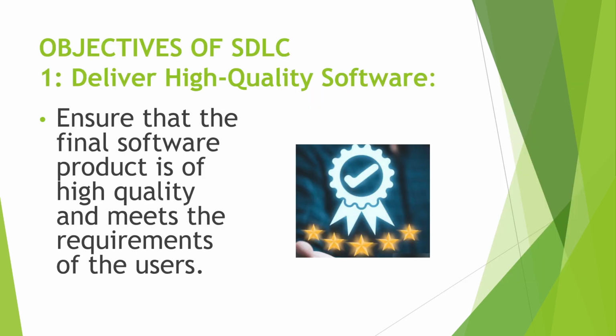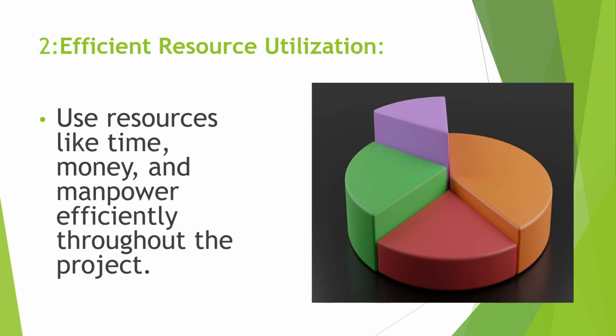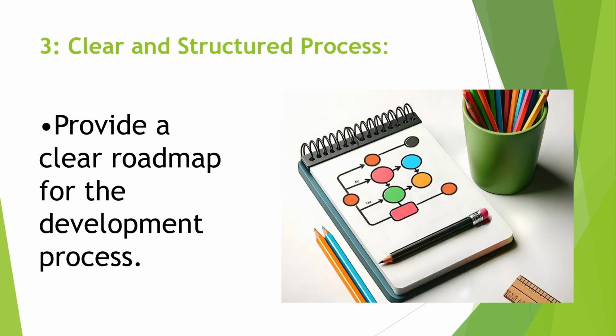The main objectives of software development lifecycle: Number 1, it delivers high quality software. It ensures that the final software product is of high quality and meets the requirements of the user. Number 2, it gives efficient resource utilization. How? It uses resources like time, money, and manpower efficiently throughout the project. Number 3, it gives a clear and structured process, and provides a clear roadmap for the development process.